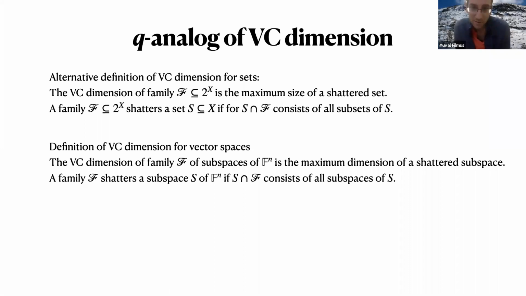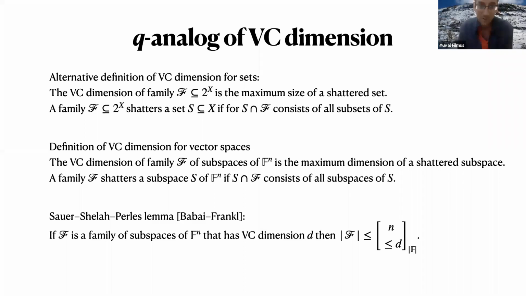So this is the first thing you would think of, and it's a definition that makes sense. How do we know that it makes sense? Because we can generalize the Sauer-Shelah-Perles lemma to this setting. We get exactly the same statement, only instead of n choose at most d, we have the q-analog: the number of subspaces of F^n of dimension at most d.